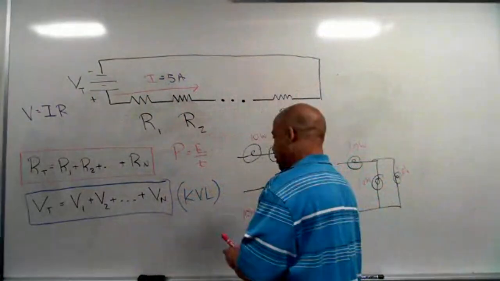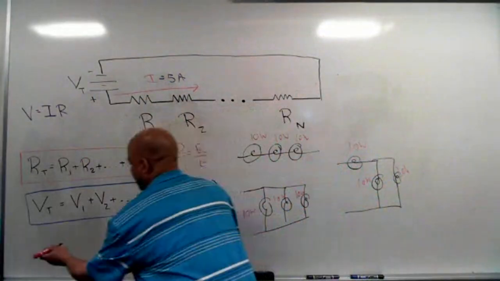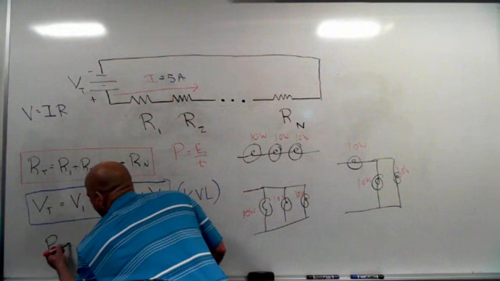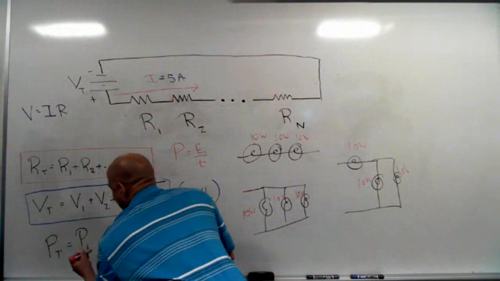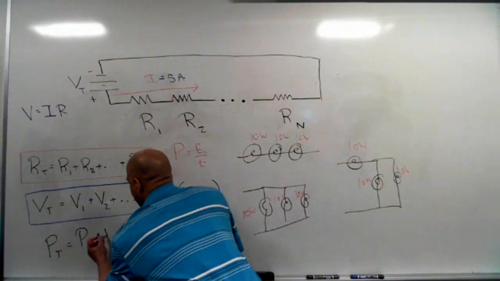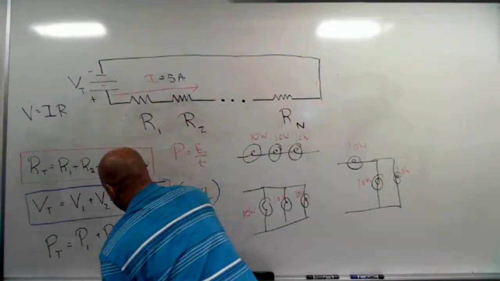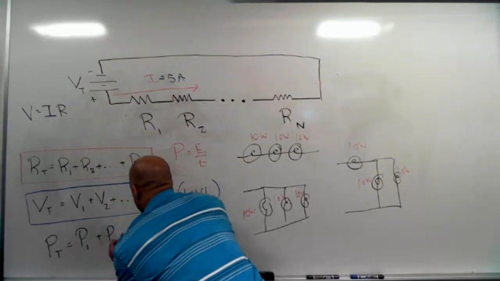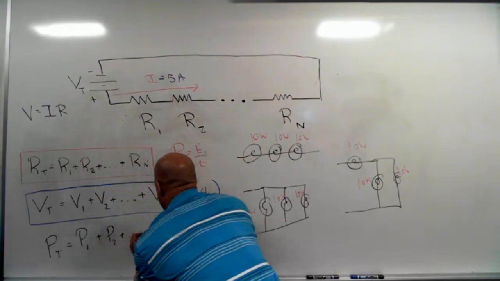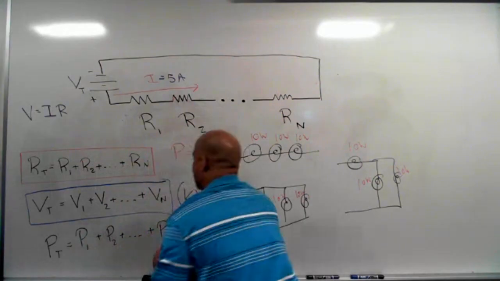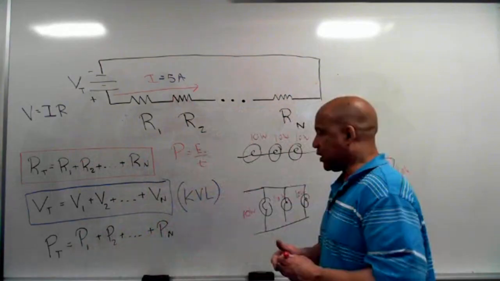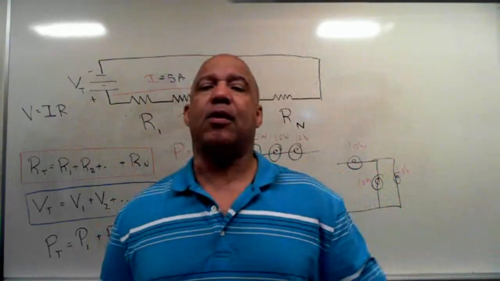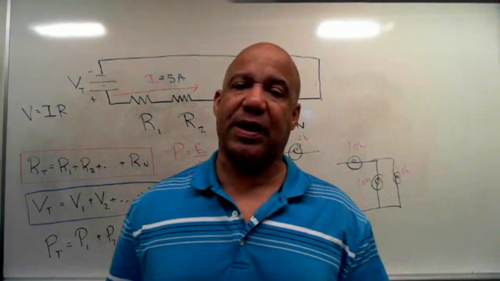Well, that's pretty simple. You do it this way. You say that the total power in the circuit is equal to the power dissipation of the first resistor plus the power dissipation of the second resistor plus all the way out to the power dissipation of the last resistor. Now I'm using the term power dissipation. You'll see that as you read the book. He'll say how much power is being dissipated by this resistor.